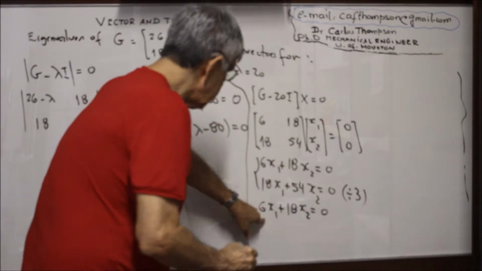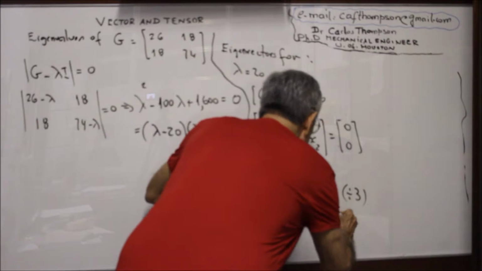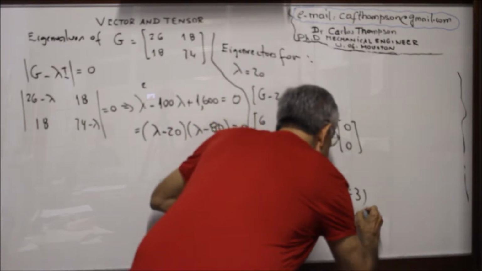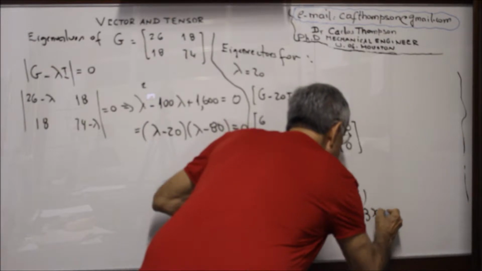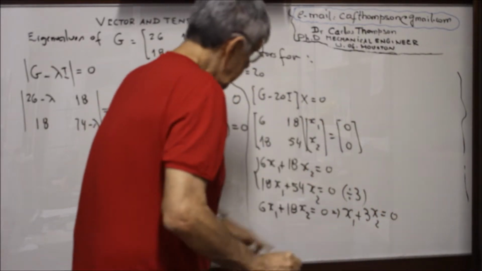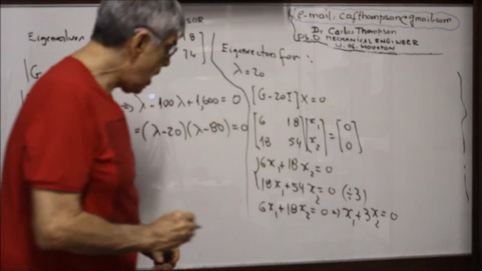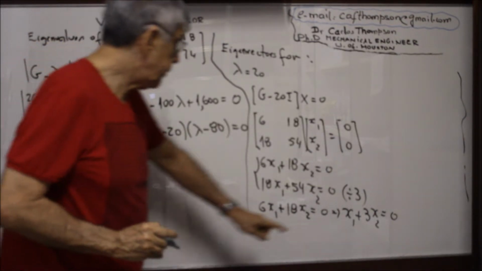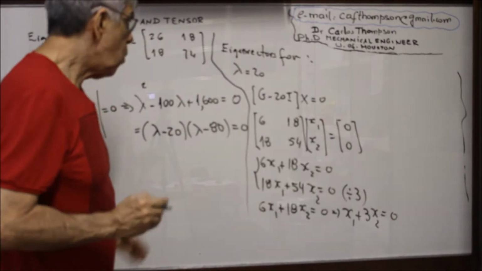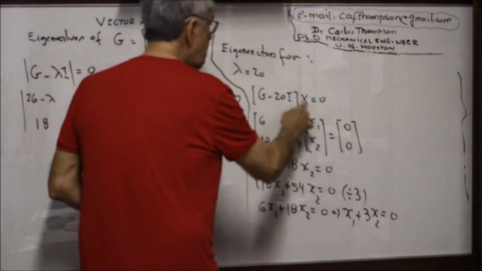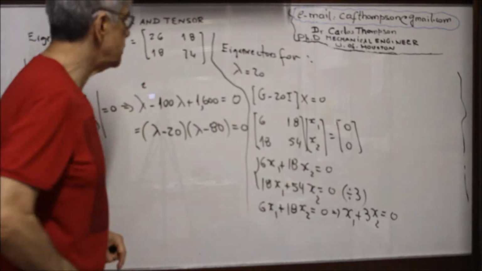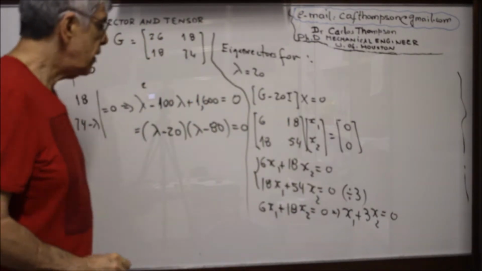You can divide here by 6. This implies that x1 plus 3x2 is equal to 0. You see, here we have an infinite number of solutions. Why? Because this is a homogeneous equation in which the determinant is 0. That's why you have infinite solutions.